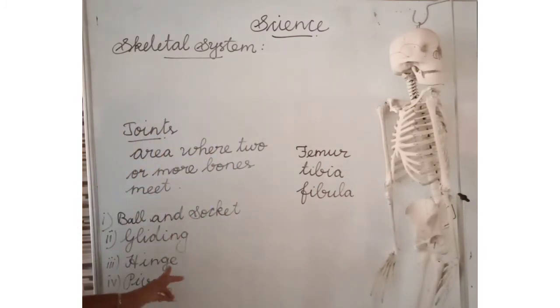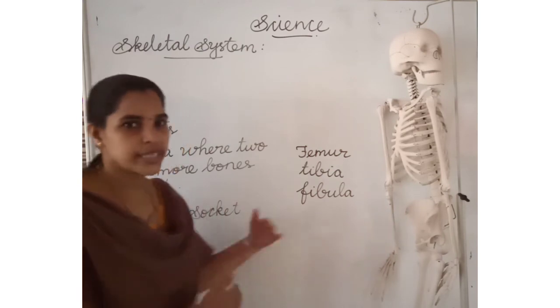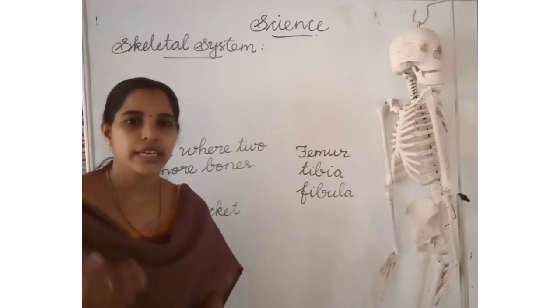The remaining 3 joints are hinge joint, pivot joint and saddle joint. We can learn about these joints in the next class. You can refer to the book.